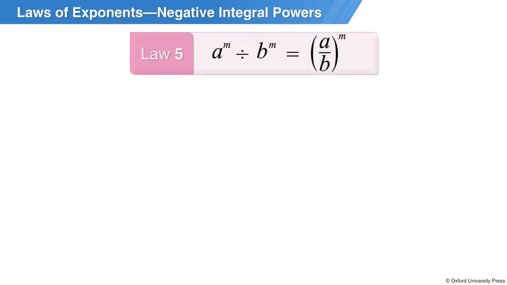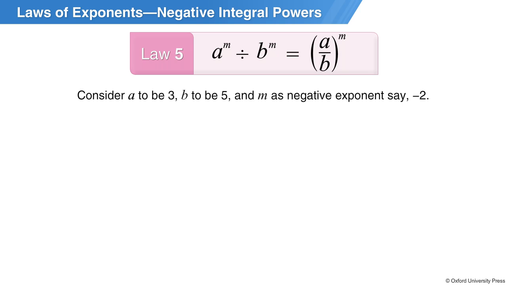Let us verify the fifth law. Consider a to be 3, b to be 5, and m as negative exponent, say minus 2. Substituting these values in the left-hand side.